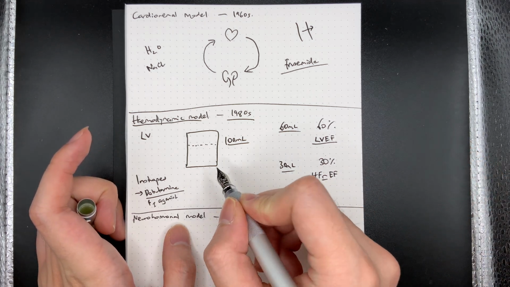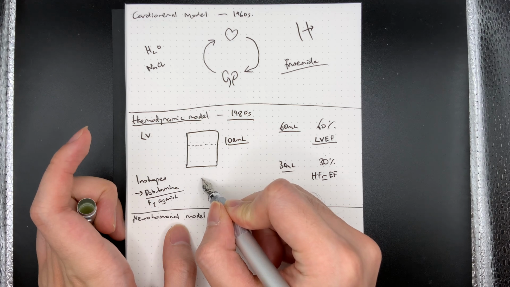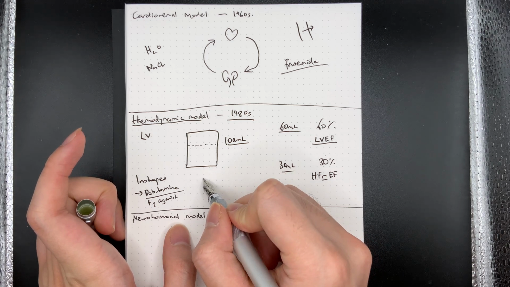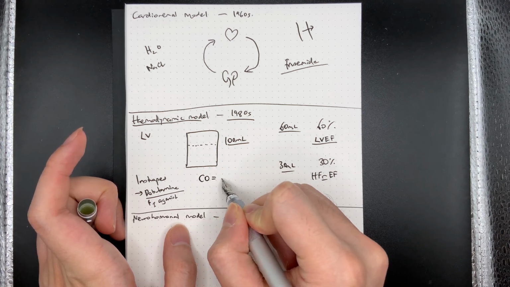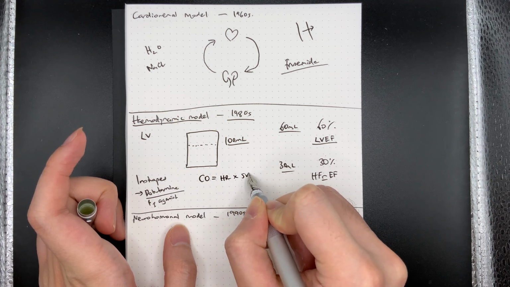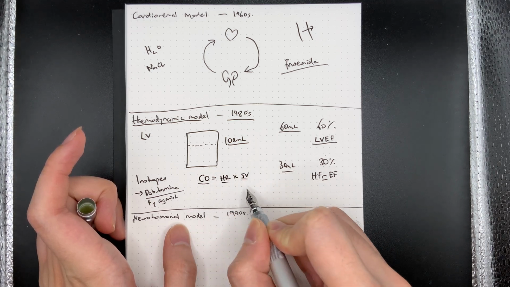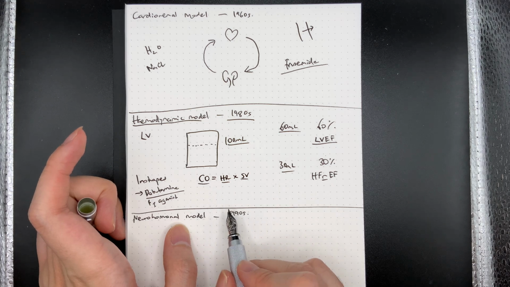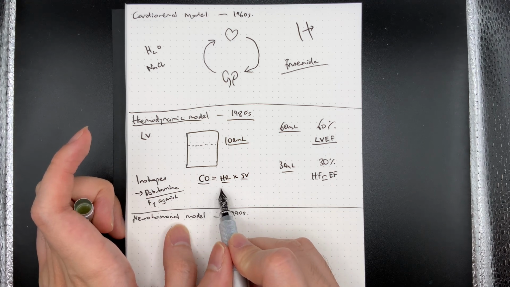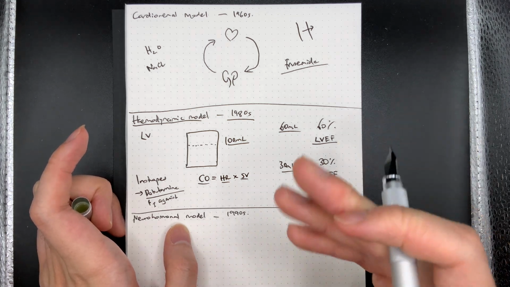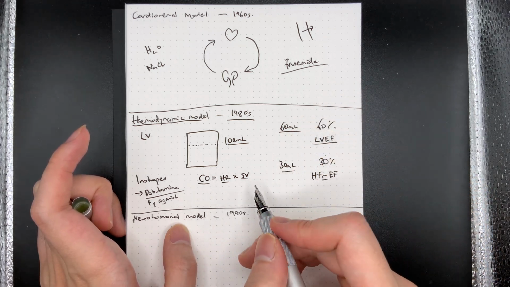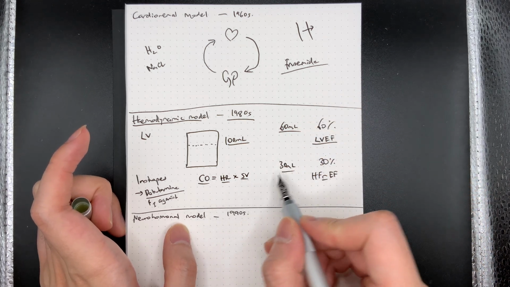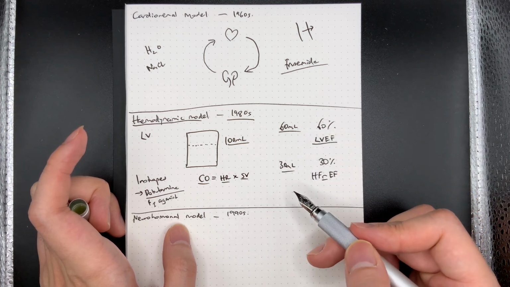So an important equation here, if I remember correctly, is cardiac output equals heart rate times stroke volume. These are the key things here. If you want to improve your cardiac output, you can either increase your heart rate, pump more often, or you can try and increase that stroke volume, which is the key problem here.